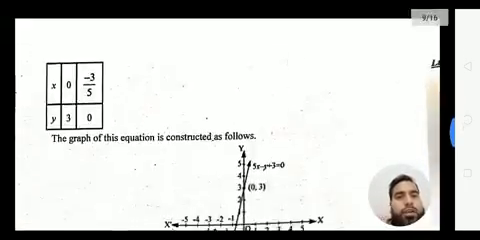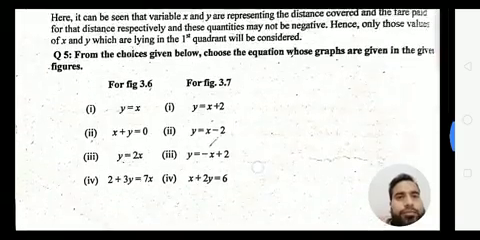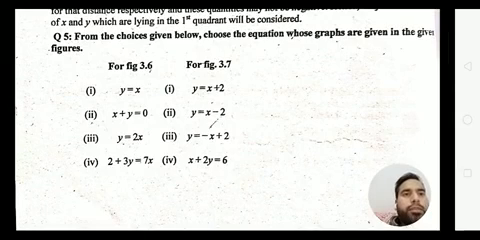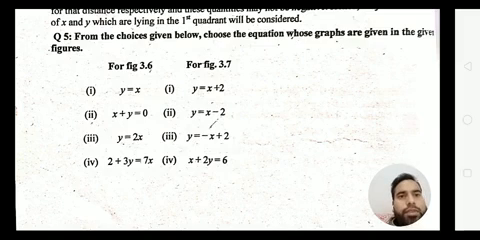Question number 5. From the choices given below, choose the equation whose graphs are given in the given figures. First one is y is equal to x. Second, x plus y is equal to 0. Third one is y is equal to 2x. And fourth one is 2 plus 3y is equal to 7x.